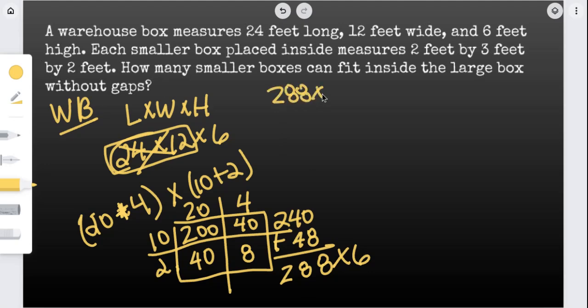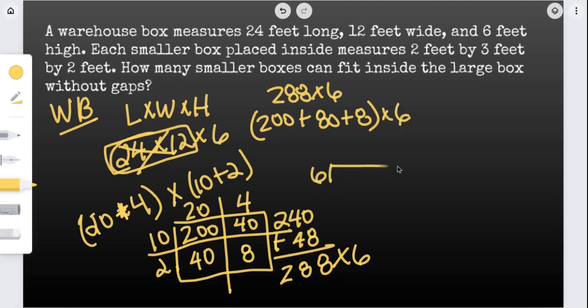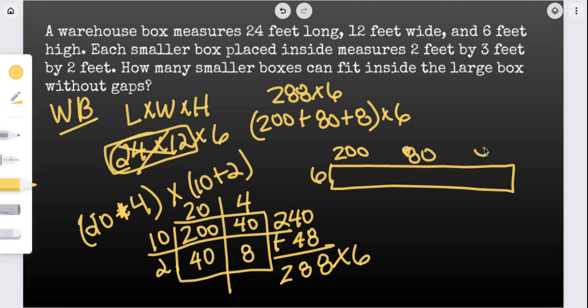288 times 6. So this will be 200 plus 80 plus 8. Put that in parentheses, times 6. And 6 gets to just be strong all by itself. No need for expanded form. Making my box getting wide because I have 3 numbers to put across. That's an 80, and this is my 8.